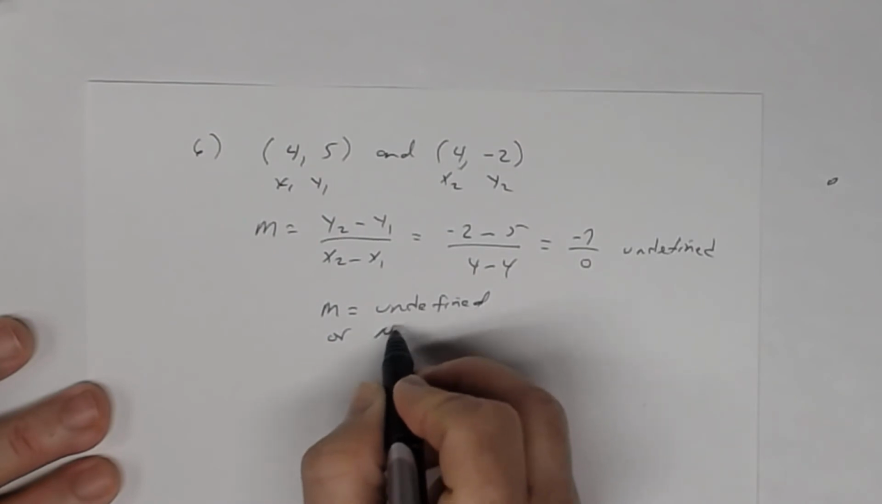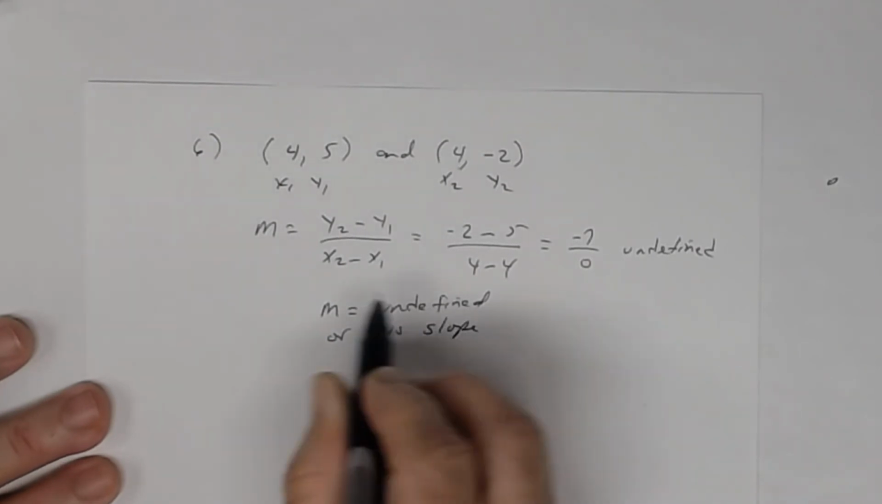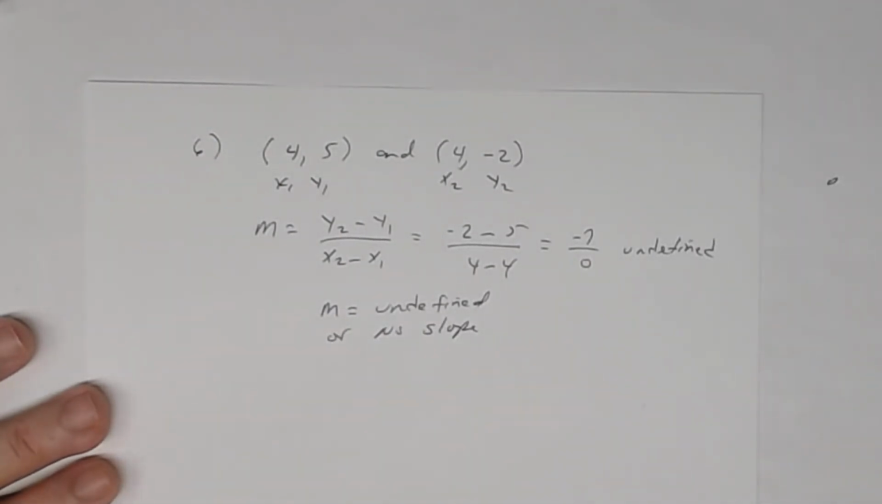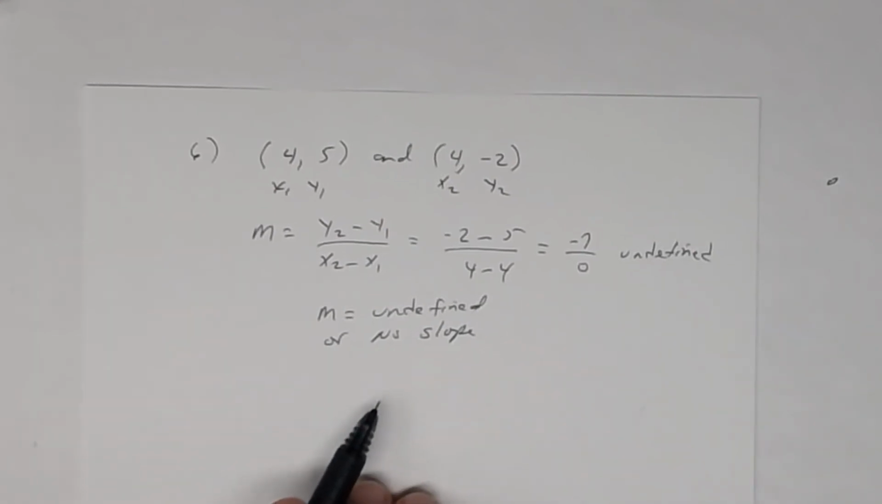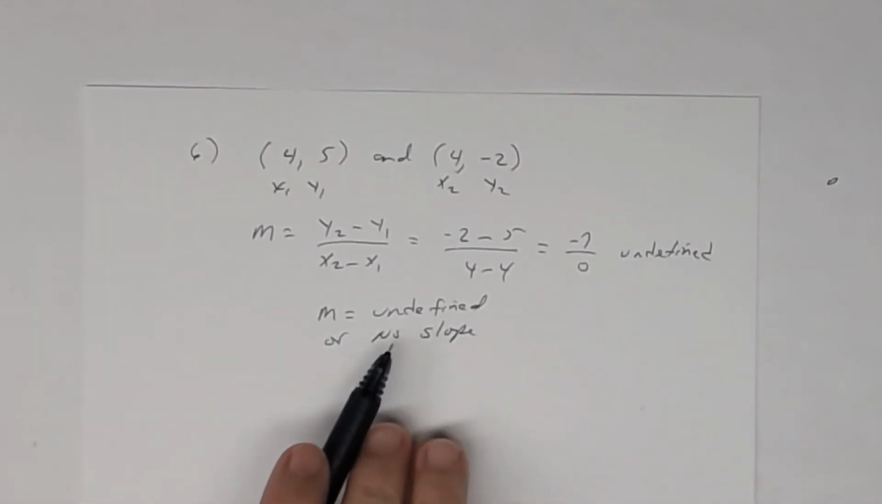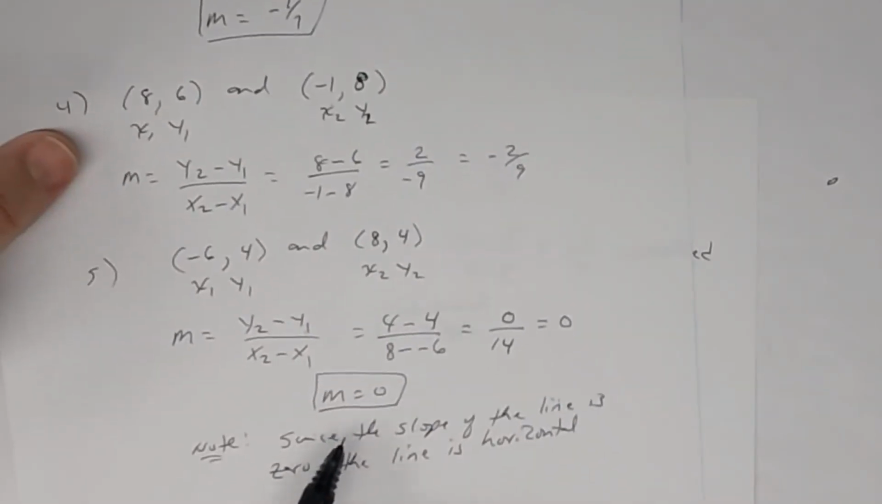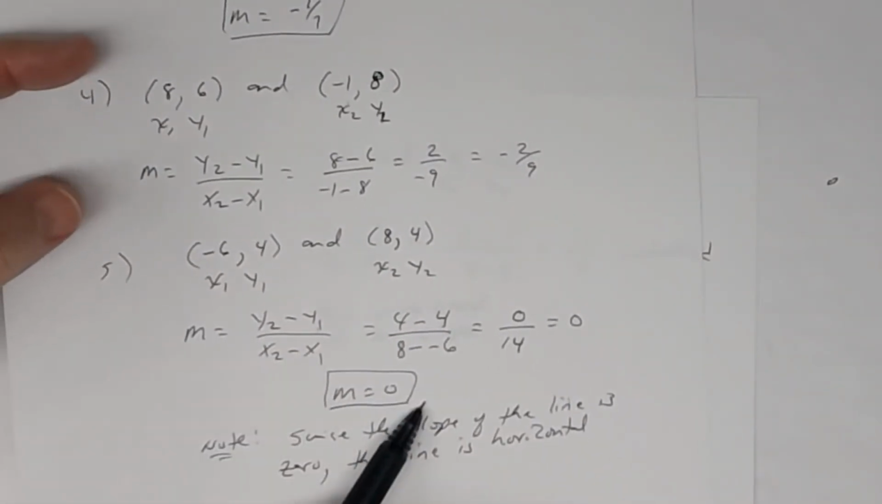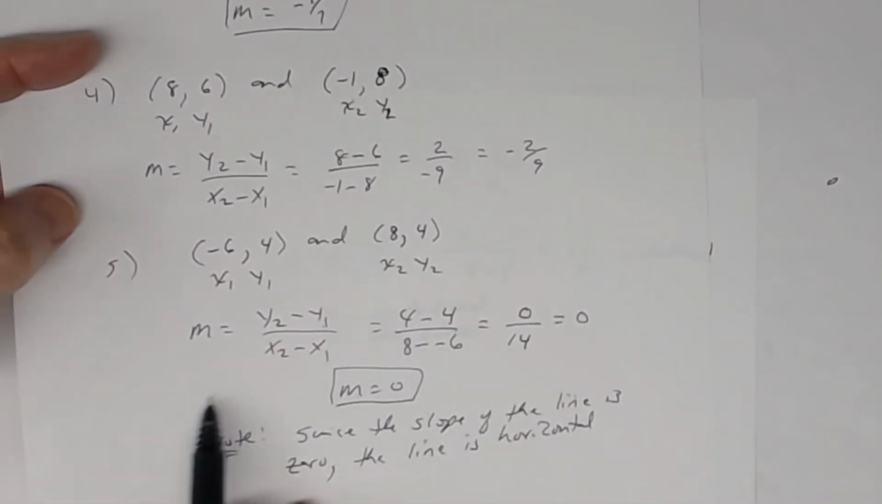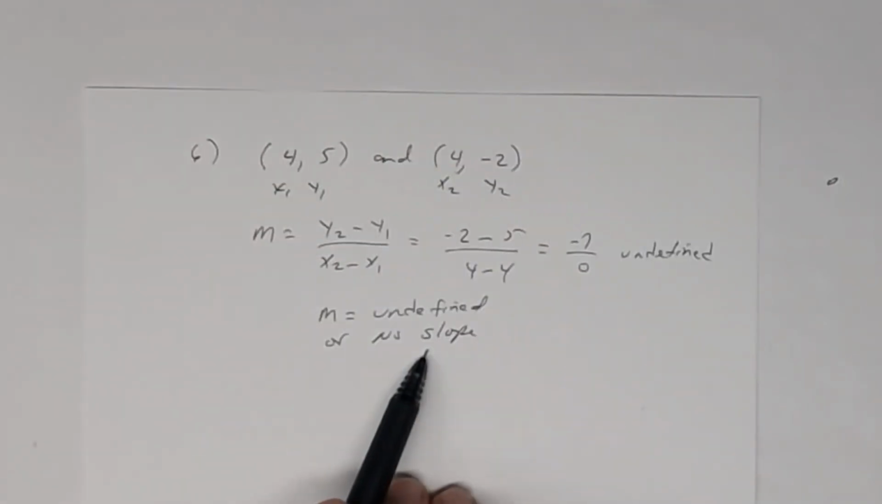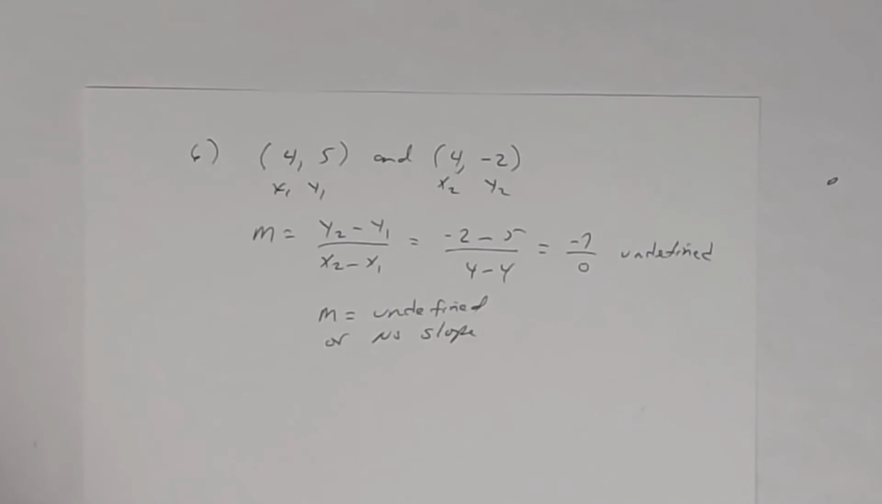Or you can say there is no slope. So this line has no slope. Don't confuse the phrase no slope with slope 0. This line has a slope. It's 0. It's horizontal, so that's why that line's horizontal. This line has no slope. So when I graph it, it's going to be vertical.